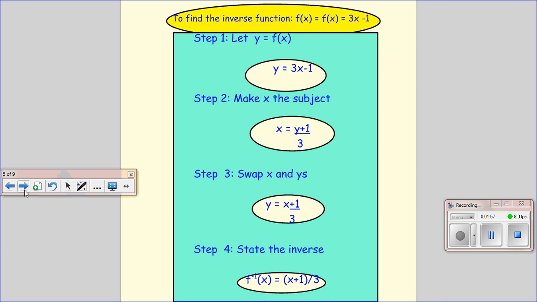Okay, we'll just do another example. So we let our function equal y, we make x the subject of the equation, so we add 1 and divide by 3. We swap our x's and y's, and then we state our inverse in the inverse function notation. So f to the minus 1 of x, or the inverse function of x, is x plus 1 over 3.